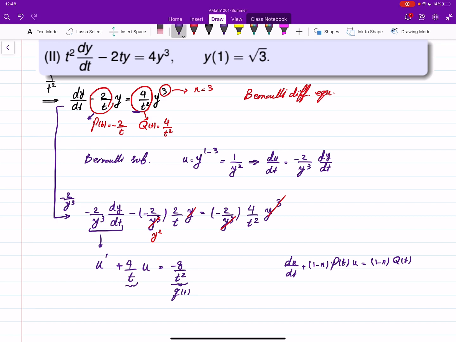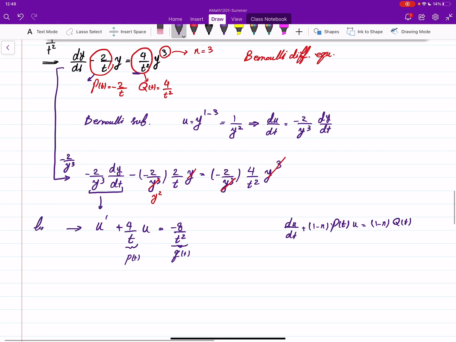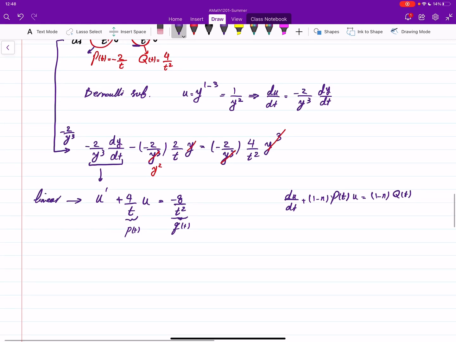This is my new P(t). So this is a linear differential equation, and now you can find the integrating factor e to the power integral of 4 over t dt. This is e to the power 4 ln absolute value of t, and this is e to the power ln of t to the power 4. Absolute value will just give us the same, so I don't need to take the absolute value. And then, I'm using the inverse property of e and ln. That's t to the power 4.